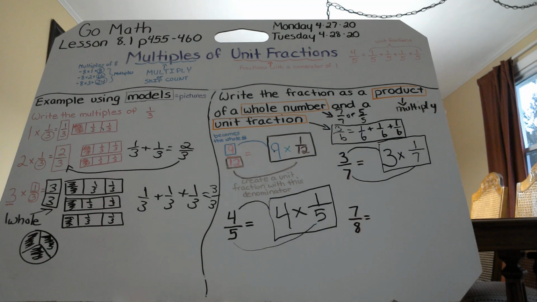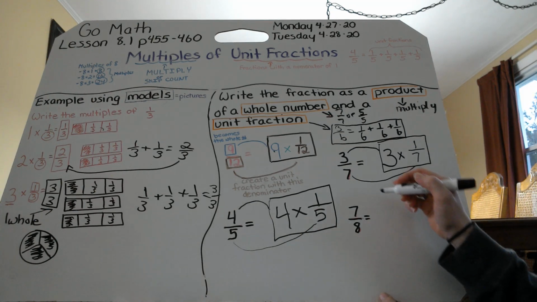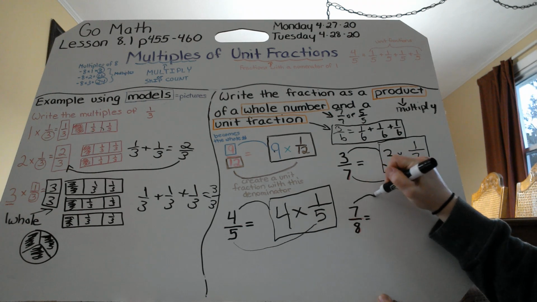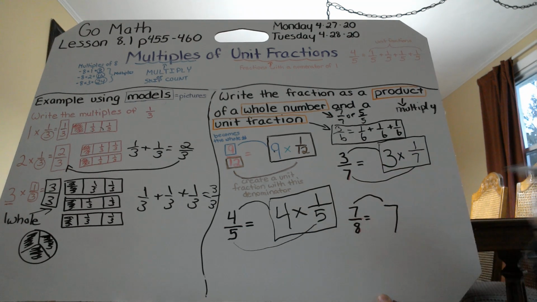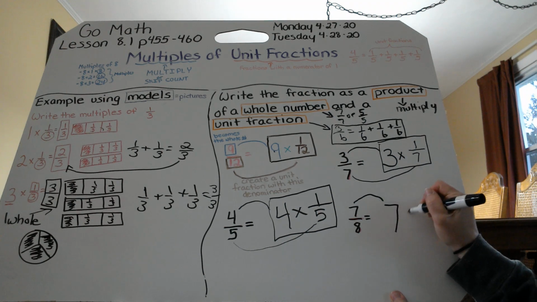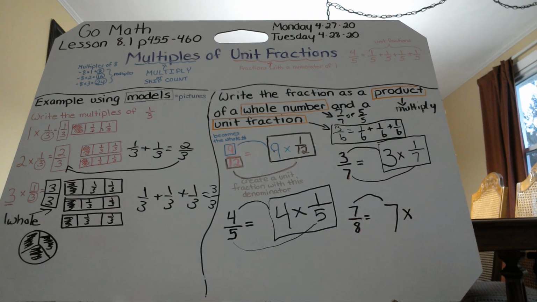Okay, so let's look at it. 7/8. I need my whole number. Where does my whole number come from? You are absolutely right. It comes from your numerator right here. So you take it and you fly that 7 right over, and it becomes your whole number. I know I need my multiplication symbol in there, so there it goes.